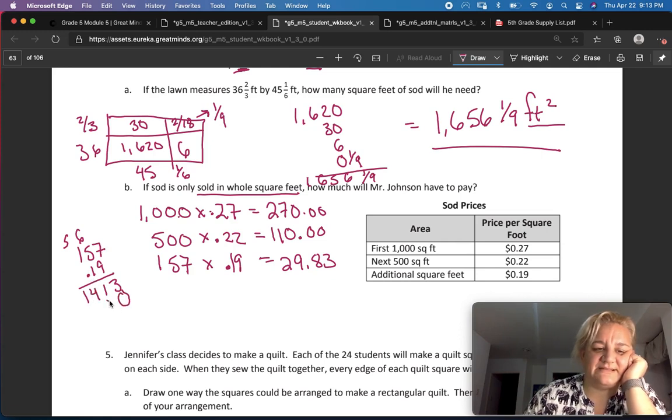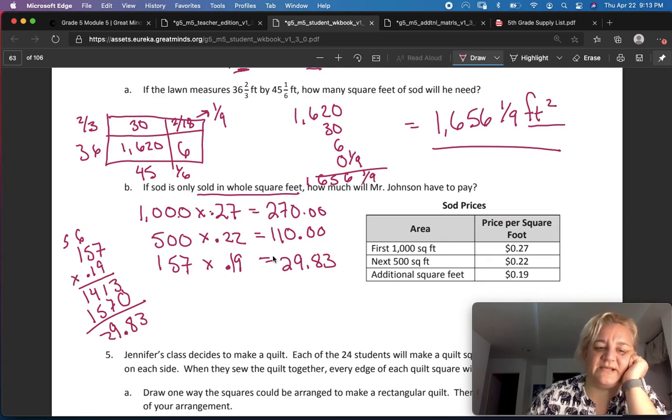1 times 7 is 7. 1 times 5 is 5. 1 times 1 is 1. And then I get 3, 8, 9, 2. And there are 2 spaces to the right of the decimal, so I'm going to count 1, 2. And that's how I did that.